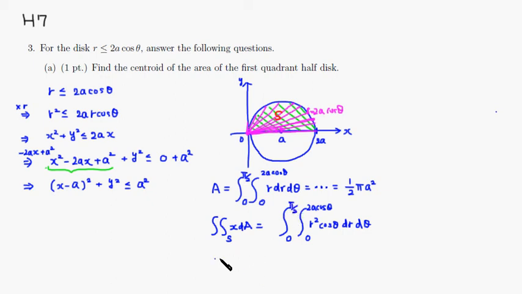Once you have those two, x bar is found by dividing the result of this double integral by the area A, which is this right here. I'll let you compute that on your own. That's it. I hope this was clear.